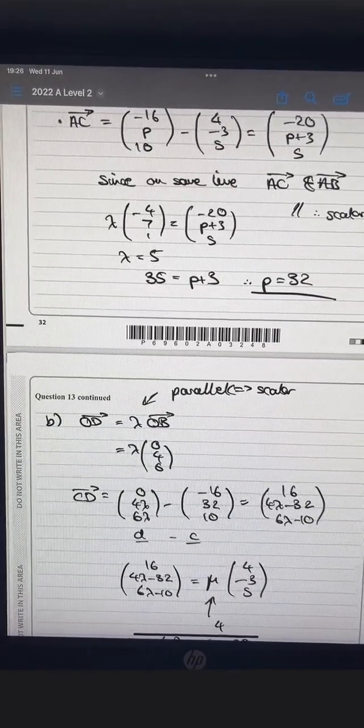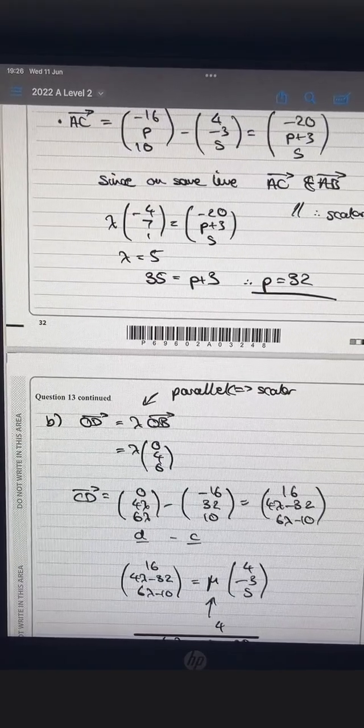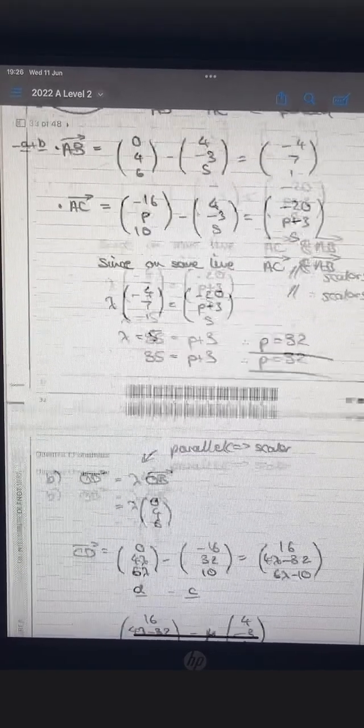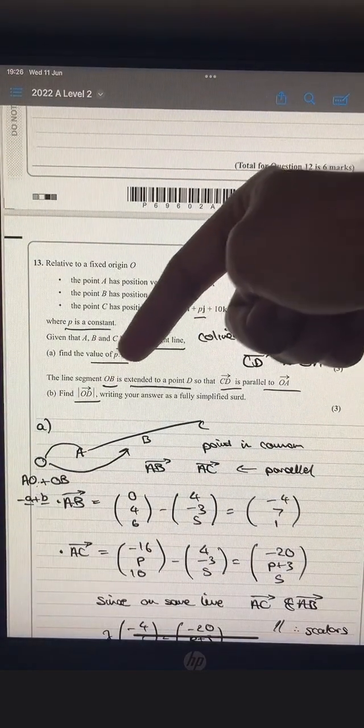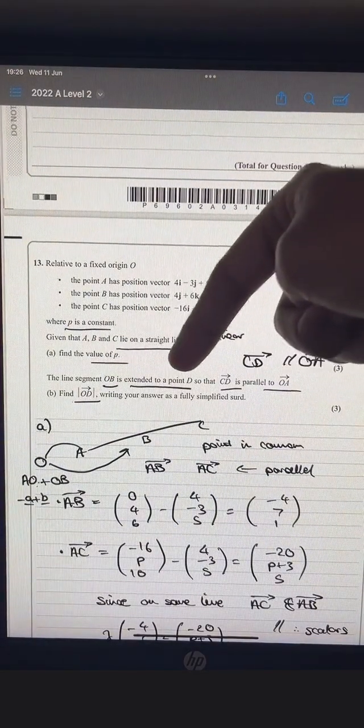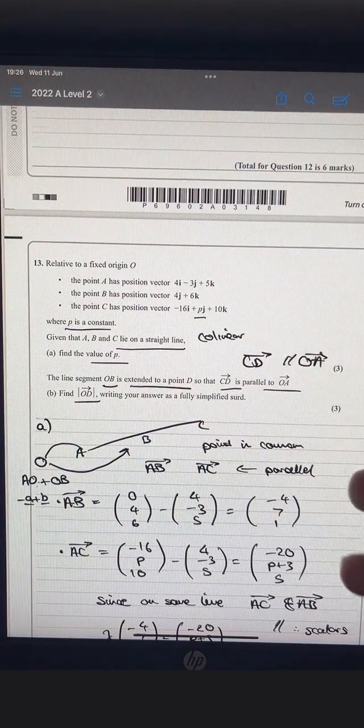It is 2 equations. The tricky thing about this is knowing what to do, right? If you are stuck and don't know what to do, look at the information given in the question. So you've been given 2 pieces of information. This, so OB is parallel to OD, and this, CD is parallel to OA. Just use the information, see where that gets you, all right?